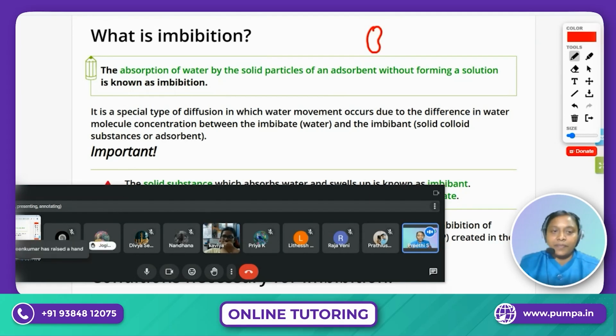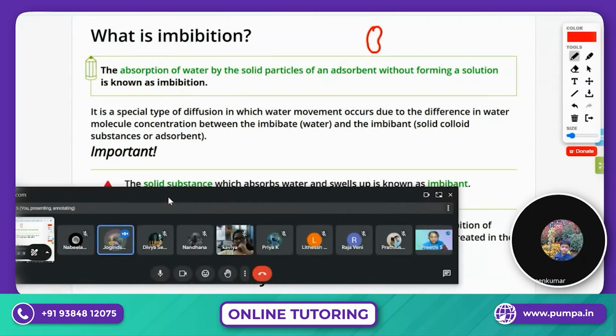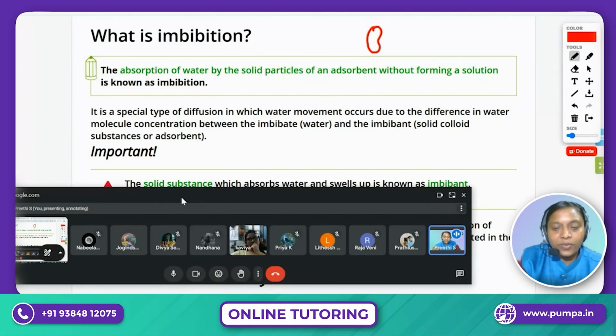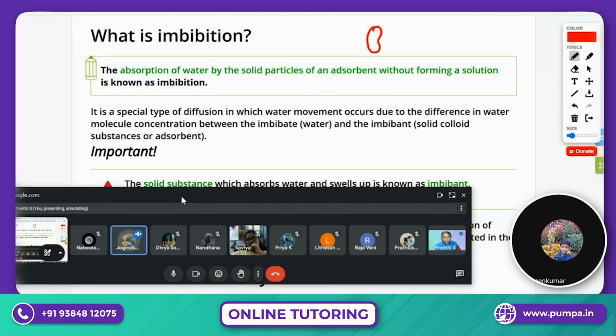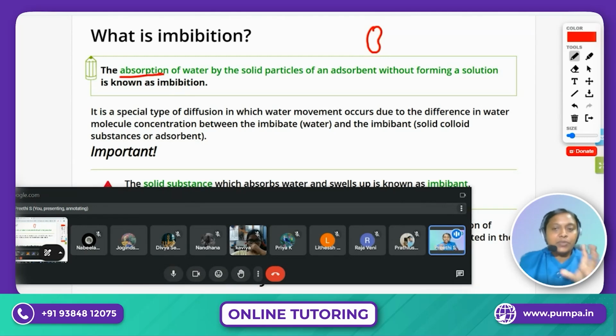Yes, Sanjay. Ma'am, can I write it as the ingestion of water inside solid particles? Okay, ingestion of water inside solid particles, absorption of water by a solid particle. Yes, we can use the term absorption. What is absorption, everyone?